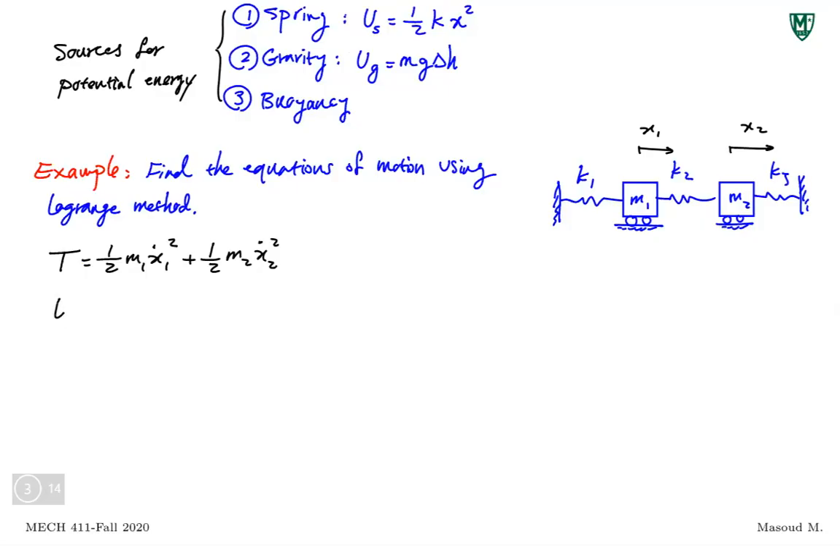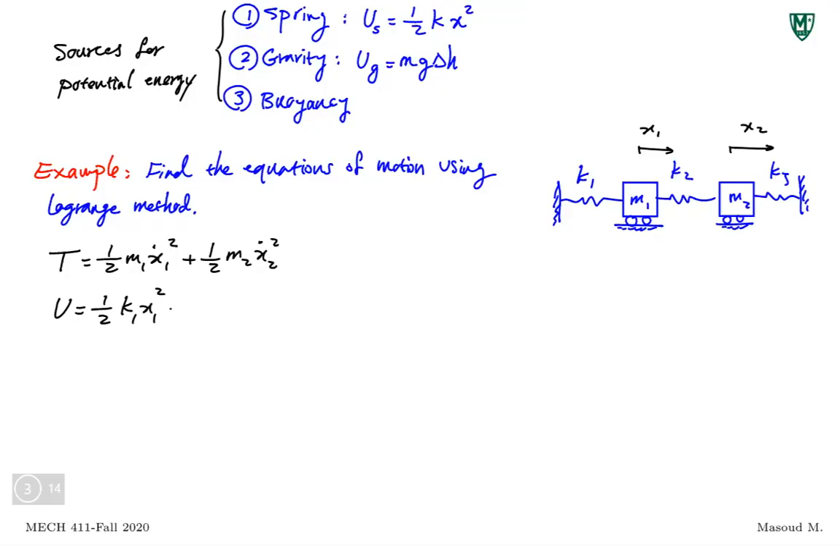Potential energy, I have K1, K2, K3. So I have 3 springs. No gravity, no height is changing. These are moving horizontally. And buoyancy also is not in the picture. So 1 over 2 for the first spring, K1, x1 squared. So how much this spring is stretched.